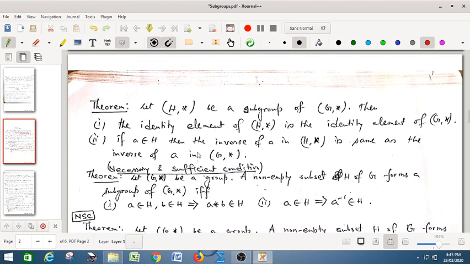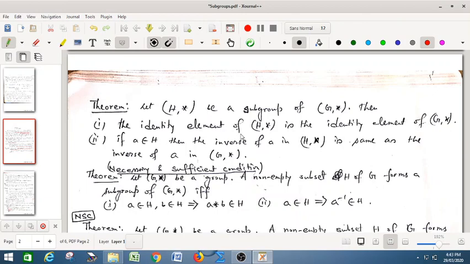So there is a theorem: if H star is a subgroup of G star, then number 1, the identity element of H star is the identity element of G star. Exactly, the identity element of H star is the identity element of G star. And number 2, if a belongs to H, then the inverse of a in H star is the same as the inverse of a in G star.